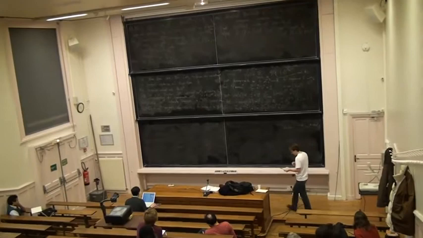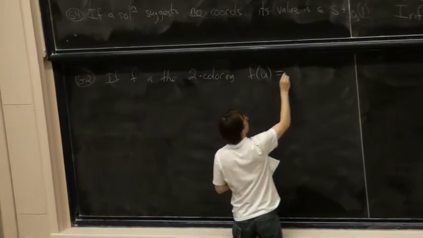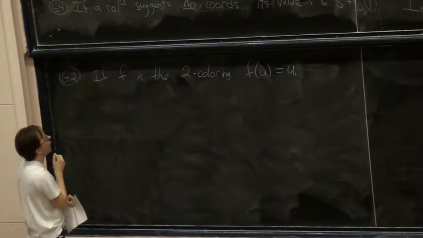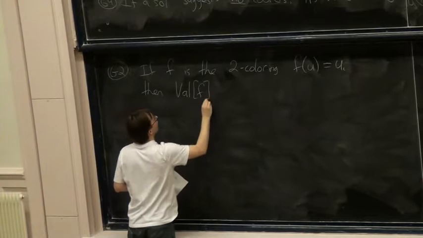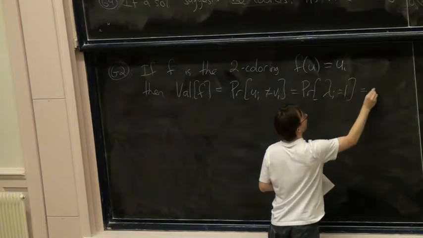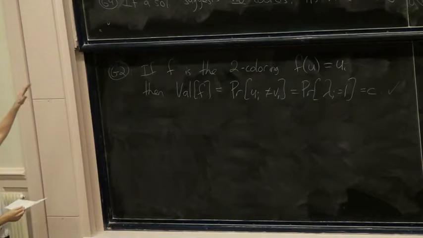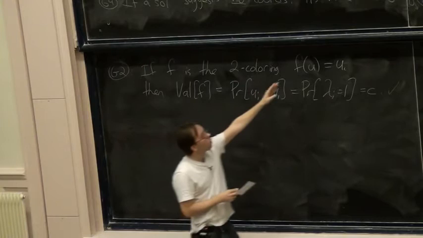Well, let's check G2 again. That's the easy one, usually, and it's always by design. So if f is the two-coloring, or cut, or partition, f of a vertex u is u_i, so you're cutting the cube along one of the coordinate hyperplanes, then what is the value of f? Well, it's the probability that u_i differs from v_i, which is the probability that lambda_i equals 1, which is c. Good. So that doesn't actually say that it's optimal, but we'll see that it is optimal. So we have, again, r different coordinate solutions that are each achieving value c, which is what we want.